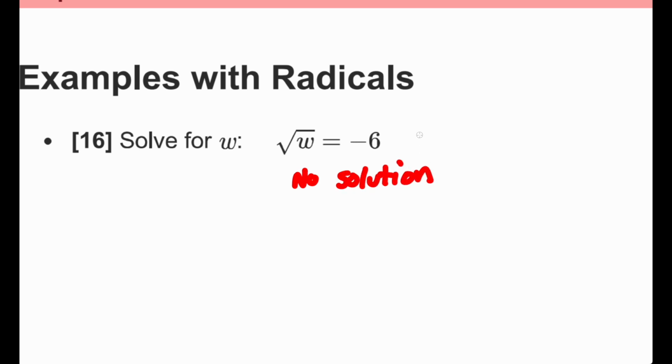But let's just say for fun, so that is the answer for sure. But let's just say for fun, you didn't realize that. So what you can do is just solve the problem like normal, but just make sure you check your work at the end. So what we're gonna do is we're gonna square both sides first.